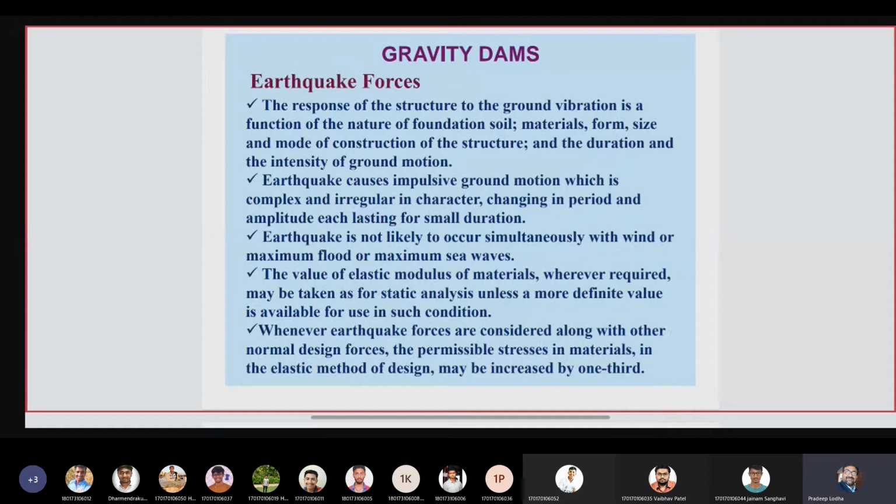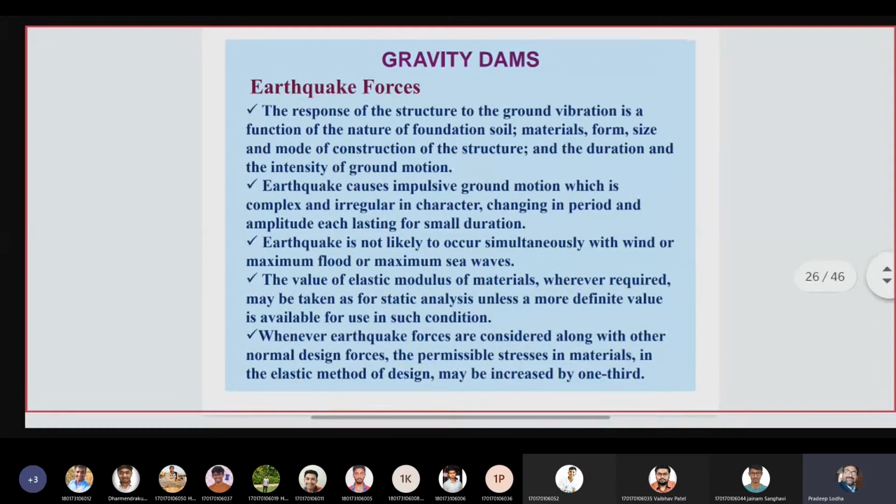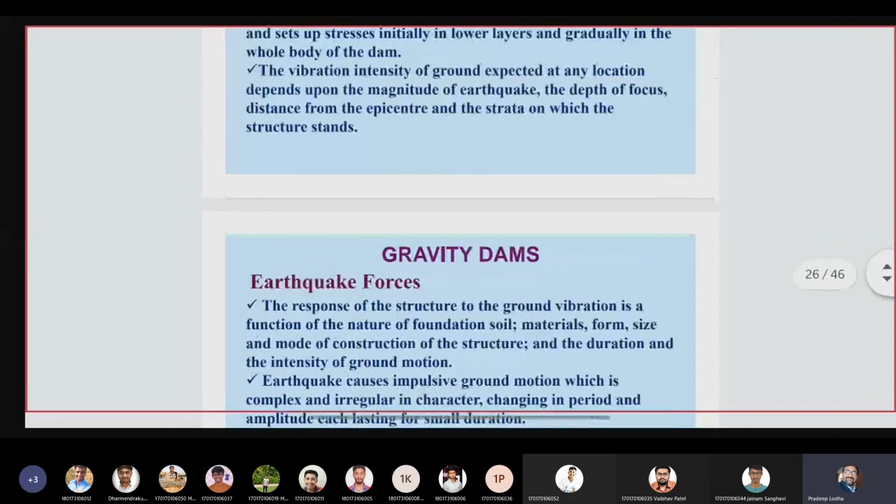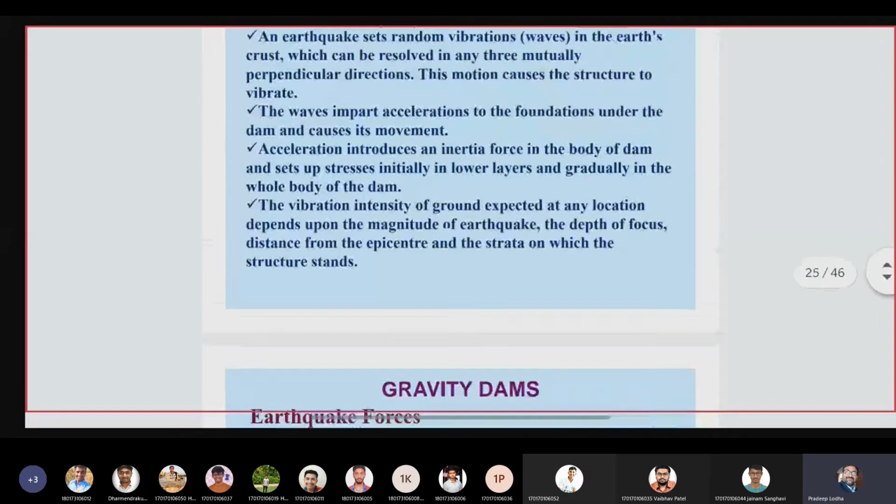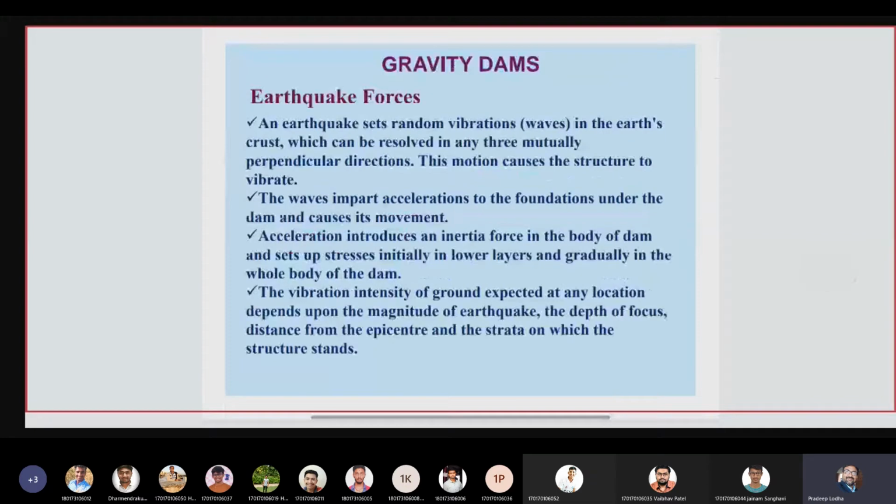Now, what is important here is that in the first slide we have seen that it sets the acceleration into the foundation, and when the foundation moves, what is the response of the gravity dam? It will give the inertia resistance in the form of inertia force. So the structure wants to be stationary, but the foundation is moving. So the force is always against the acceleration of the foundation.